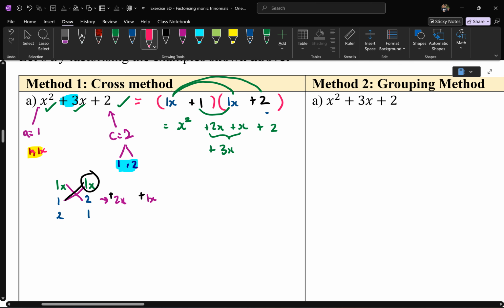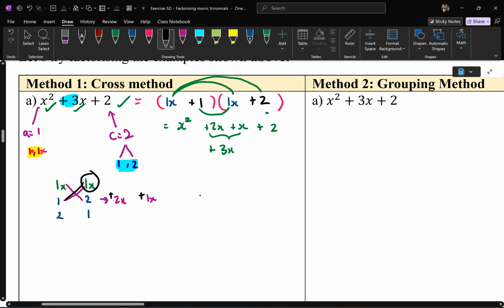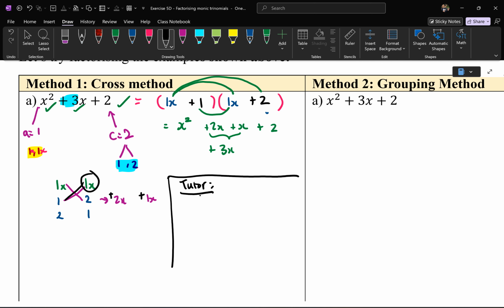Some of your tutors might teach you this other way, and this is why it only works for monic. Some of your tutors might say this instead. I'm just going to do a bit of a tutor language here. Some tutors will say for monics, because it's monic, just look at the factors of 2, ignore the first one. So just look at the last one and say, what's factors of 2? You got 1 and 2. And then you just say, do they add or subtract to get you the middle term? And that's all they do.